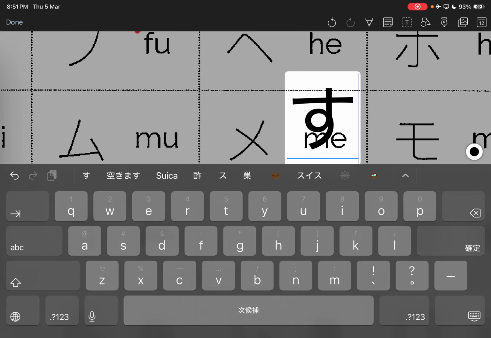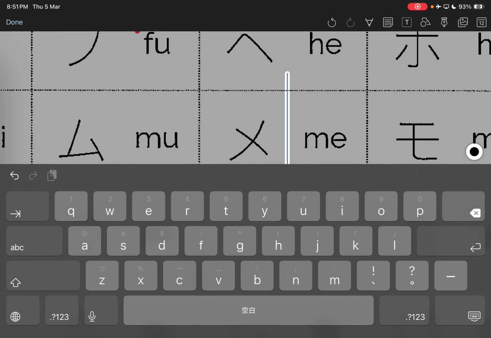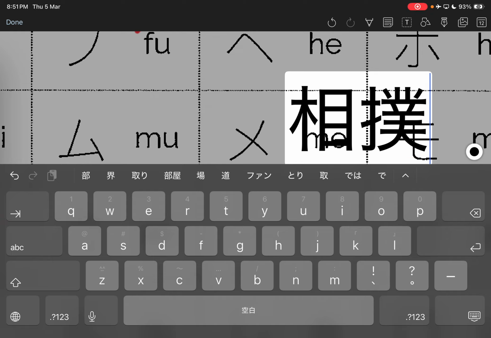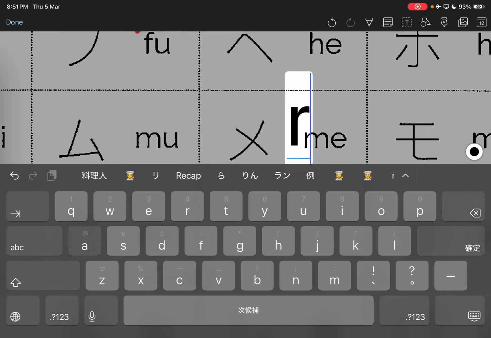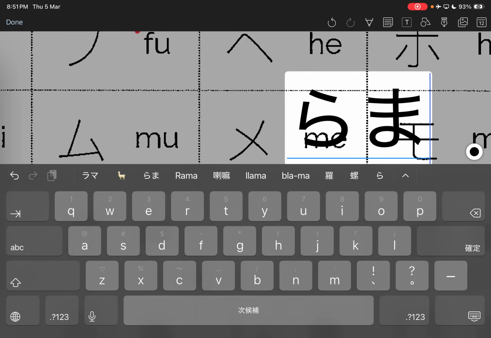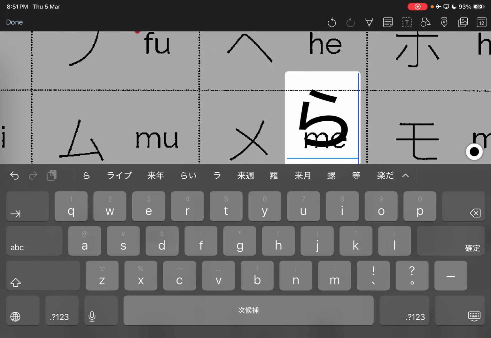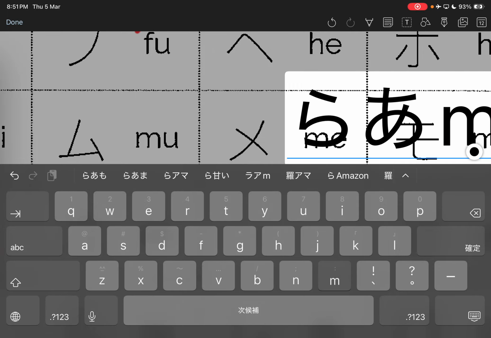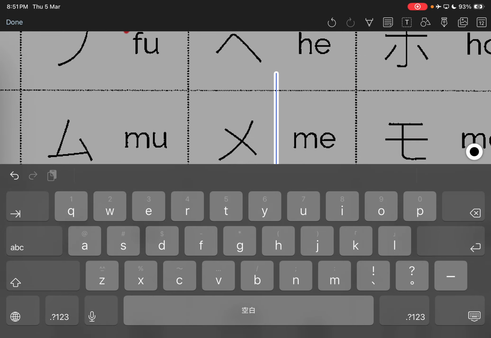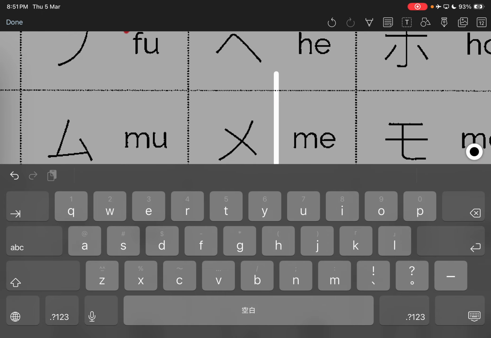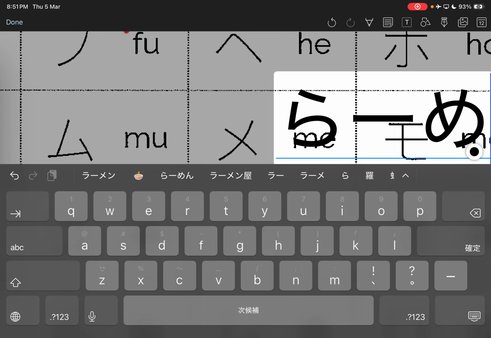I will use romaji. So the romaji keyboard is very simple. For example, I want to type sumo. Sumo. The Chinese character comes out. If I want to type ramen, by the way, typing it like that is wrong. I will tell you why it's wrong. Because you're supposed to type an additional a. Ramen.